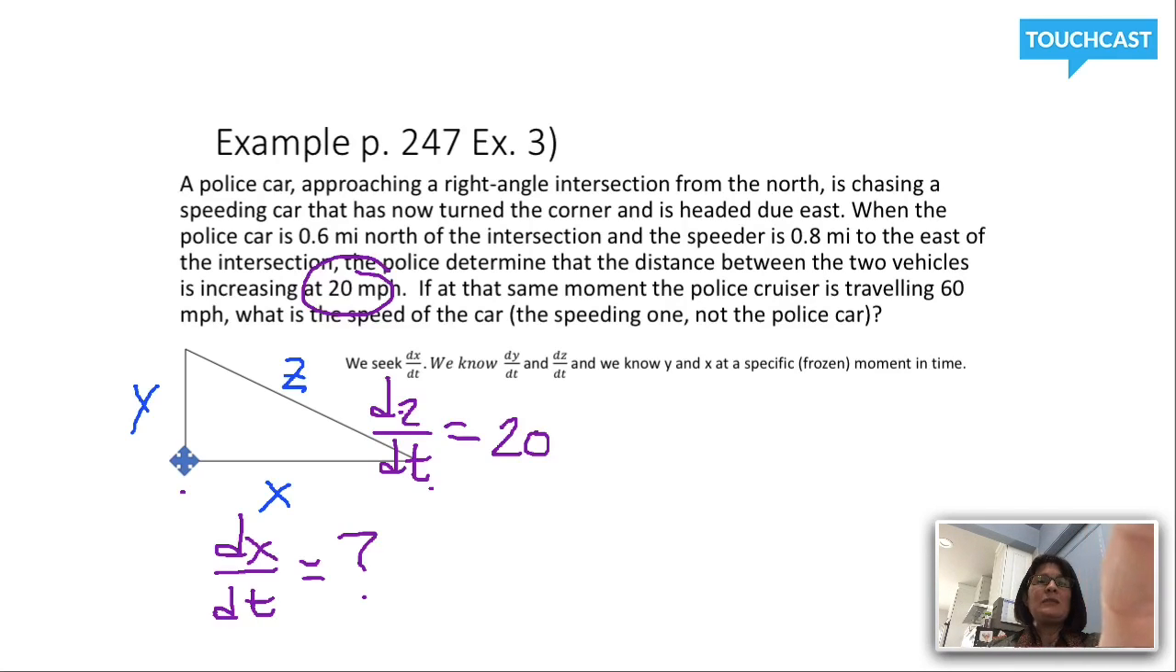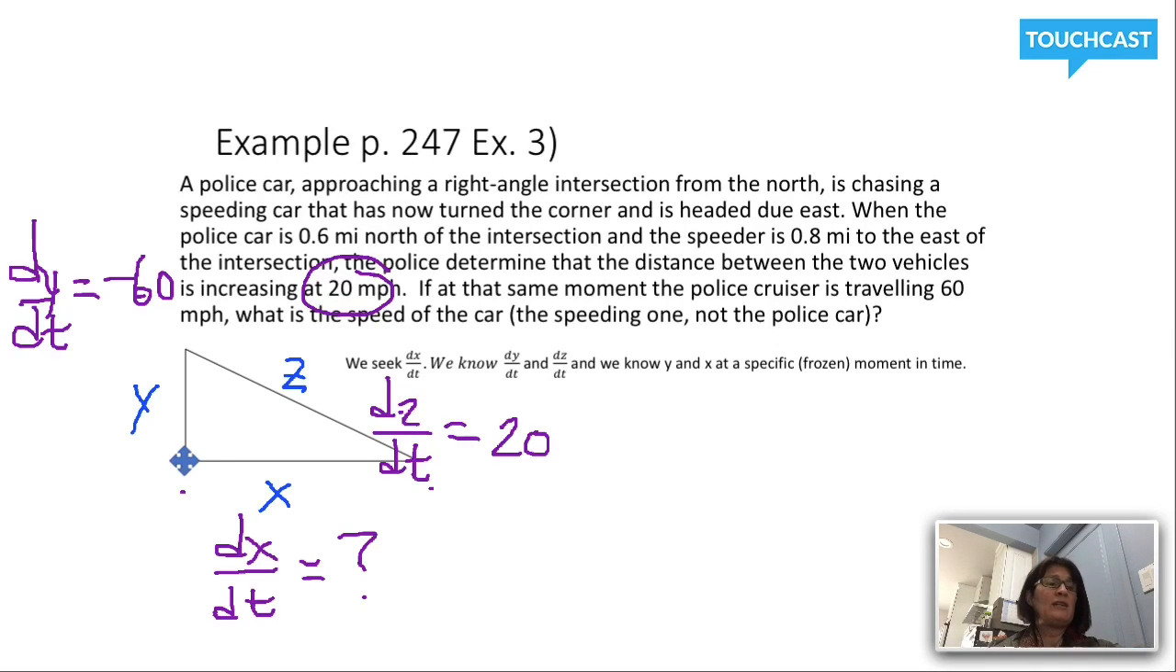And dy/dt, we know that the police are approaching the intersection at 60 miles an hour, which means y is getting shorter, so I'm going to make a note that dy/dt equals negative 60. So I can make this decision.